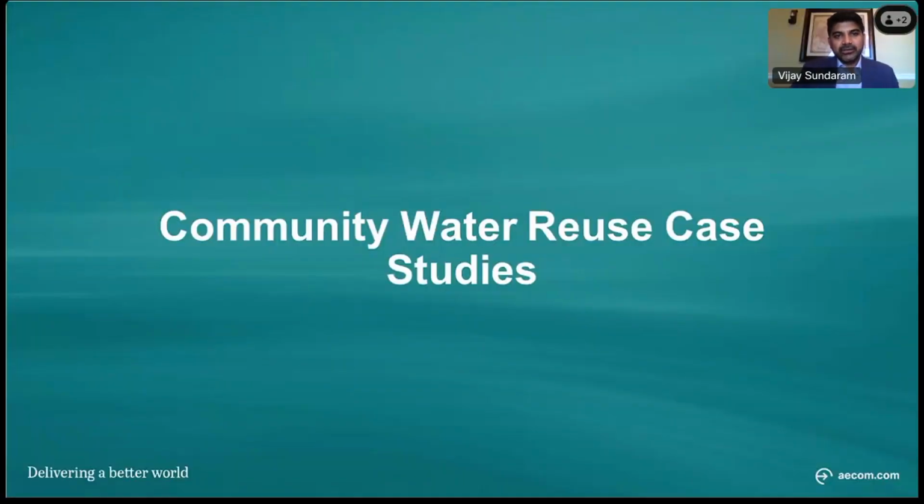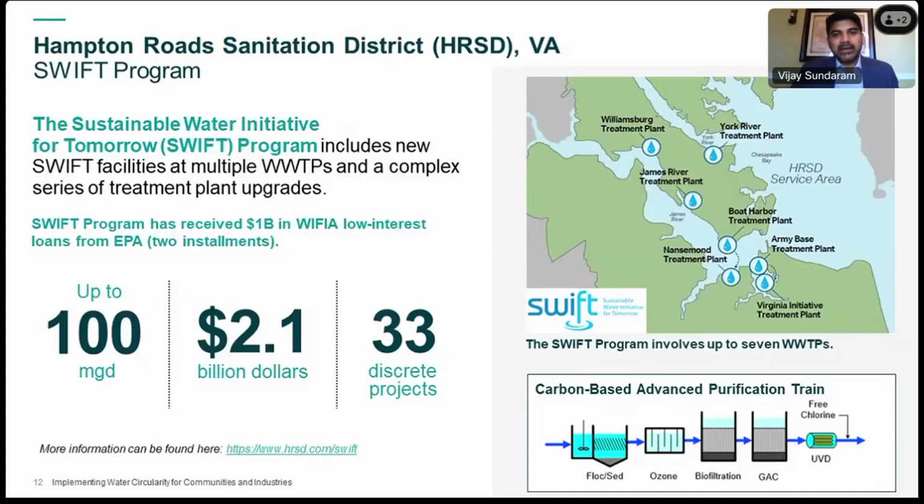I'm going to shift gear to a couple of case studies. We saw the types and treatments that are used, and I'll start with the Hampton Roads Sanitation District SWIFT program, which is the Sustainable Water Initiative for Tomorrow. It is one of those game changers on the East Coast in the US, where it is using carbon-based treatment to plan and recharge up to 100 MGD.